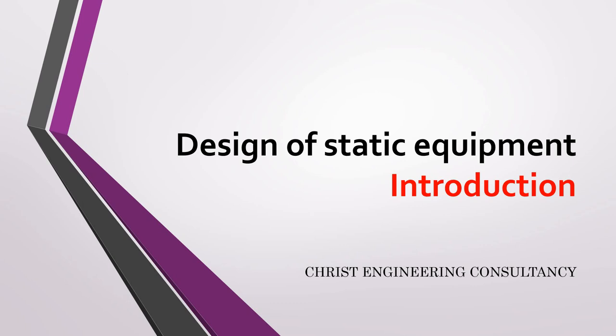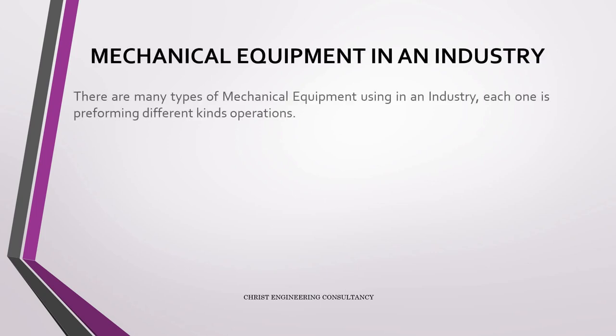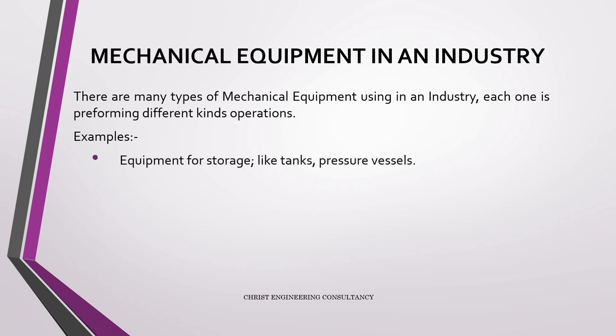So let us start with the general mechanical equipment used in an industry. There are many types of mechanical equipment which are used in an industry, each one performing different kinds of operation. Let us see a few examples. First one, the equipment for storage like tanks to store liquid, pressure vessel to store fluid in high pressure.